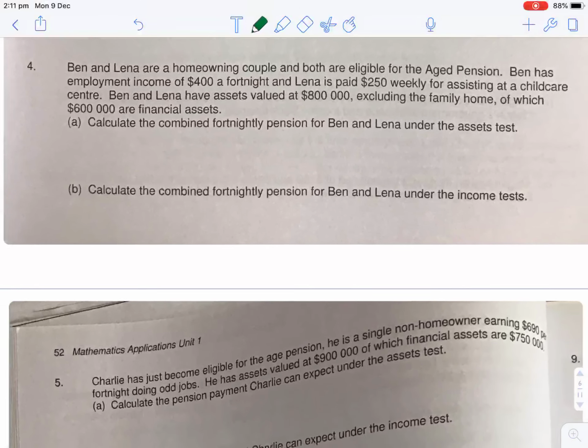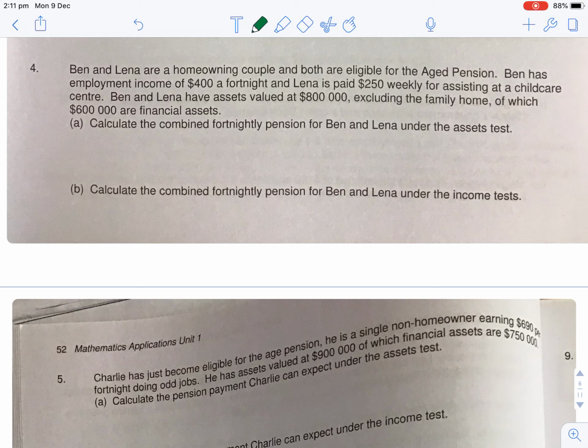Question 4. Ben and Lena are a home-owning couple, both eligible for the age pension. Ben has employment income of $400 a fortnight and Lena is paid $250 weekly. So your first trap here is that you've got weekly information here and fortnightly here. Remember, we want fortnightly for the whole lot. She earns hers for assisting with their childcare centre.